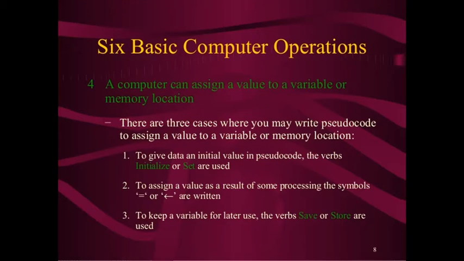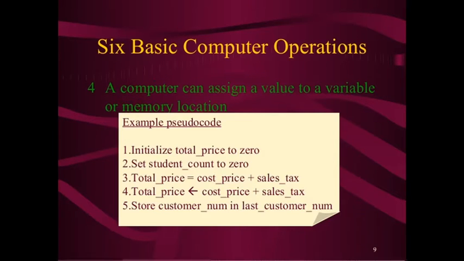And the other is assign a value or a memory allocation. This operation is performed with the initialize or set keywords. We use the symbols equal to or arrow. That is the example of pseudocode in which we use the verbs initialize and equal to.